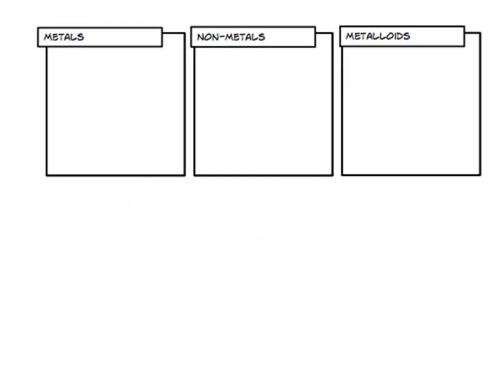Metals react by losing valence electrons. So they're the givers. How many of you like to give presents? You like to help people out, right? These are our givers. So our metals react by losing electrons.